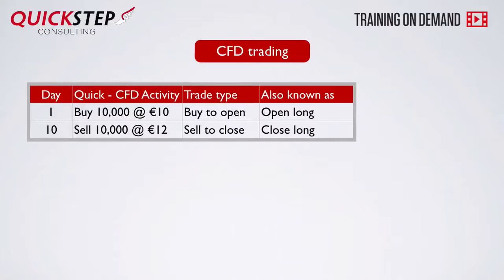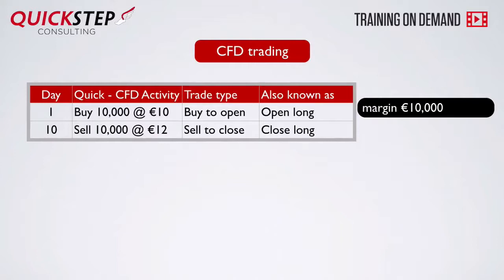The investment manager thinks Quick Limited will appreciate in value over the coming days. He creates a long CFD position by executing a buy to open, and he buys 10,000 CFDs. Let's say the CFD broker requires a 10% initial margin payment. So the fund must pay the broker €10,000. So, the fund bought 10,000 Quick CFDs at a price of €10.